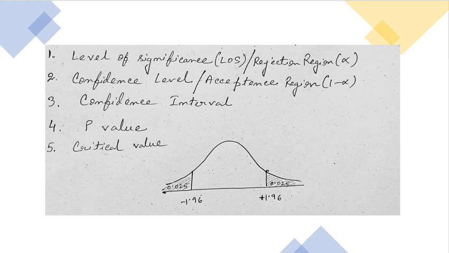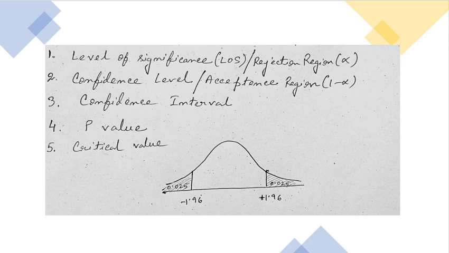A classical test can be carried out at any significance level by using the p-value. When the p-value is greater than alpha, then we fail to reject the null hypothesis. P-value greater than alpha means if this is alpha, then the p-value falls here.